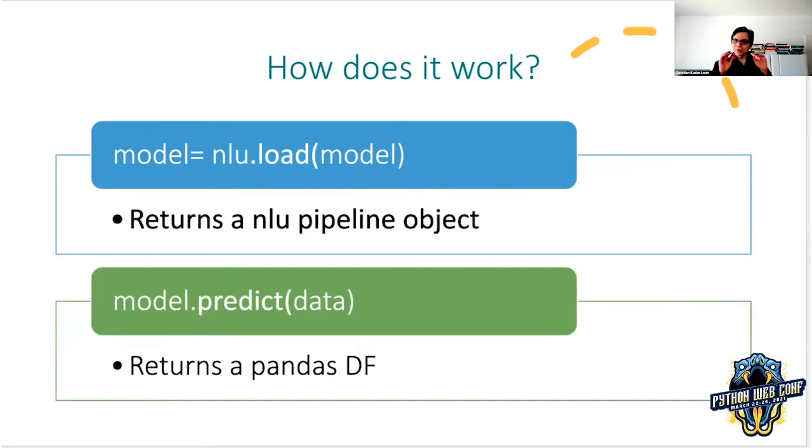So how does this magic work though? How can you gain this power? It's very easy. You just need to know two functions. First, you need to know the nlu.load function. You give it the name of a model. So you just give it a string. And that will return to you a model. This model will have a predict method. In this predict method, you give the data you want to predict on.